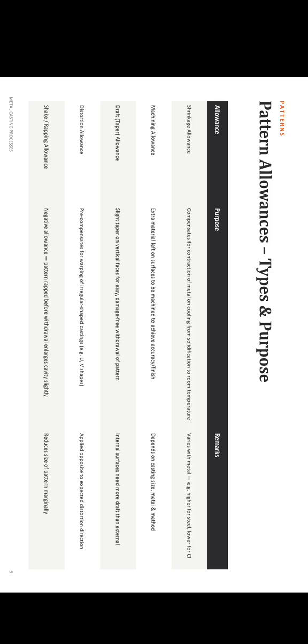Draft or taper allowance: a slight taper on vertical surfaces for easy withdrawal of the pattern; internal surfaces need more draft than external. Distortion allowance: compensates for warping of irregular shaped castings, for example U shapes; it is applied opposite to the expected distortion direction. Shake or rapping allowance: a negative allowance, since the pattern is rapped before withdrawal and enlarges the cavity slightly; it reduces the size of the pattern.